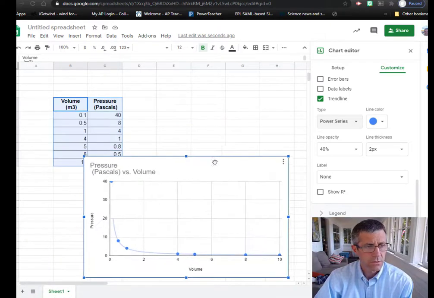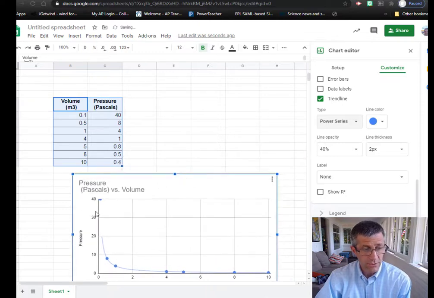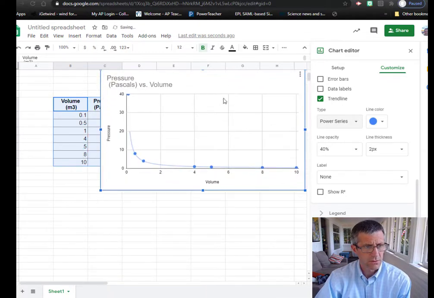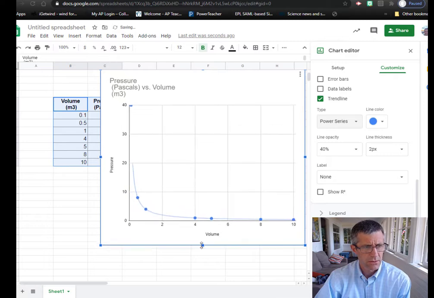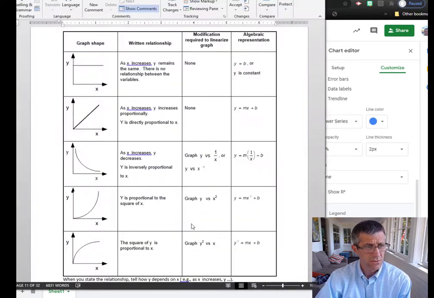So what I'm going to do, I'm going to drag this out of the way. I'm going to look at the shape of this curve, right? What does this look like? Well, the shape of this curve, let's go back to here and see. Which one does this match? To me, it looks more similar to this. So what am I going to do? Well, I'm going to grab y versus 1 over x. So I'm going to recalculate my x value as 1 over x. Well, let's do that, right?